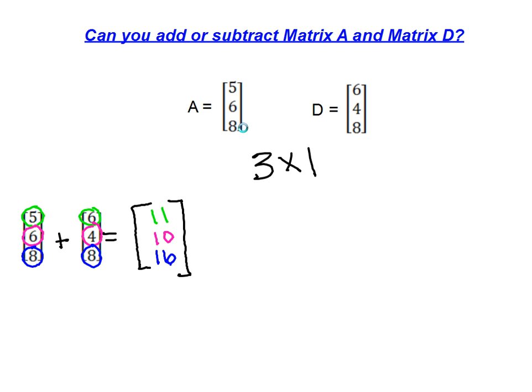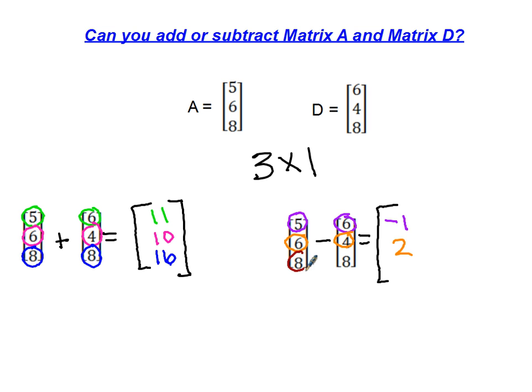Now if we wanted to subtract the elements, we'd follow the same process, writing our matrices, showing our subtraction, and again we'd identify corresponding elements and subtract them accordingly. So I would take 5 minus 6 to get negative 1, 6 minus 4 to get 2, and 8 minus 8 to get 0.